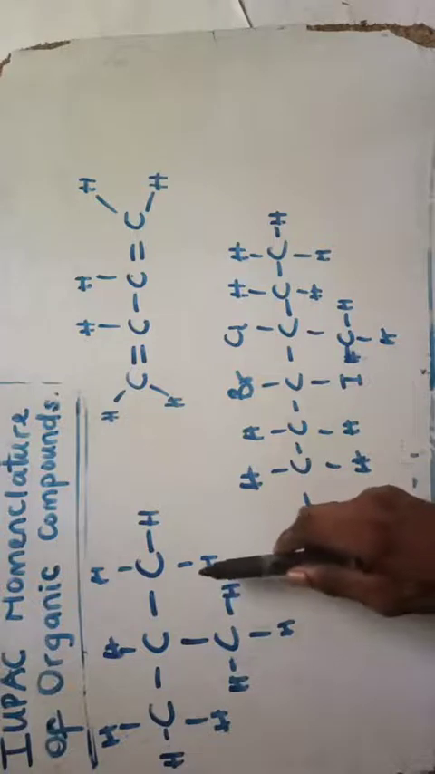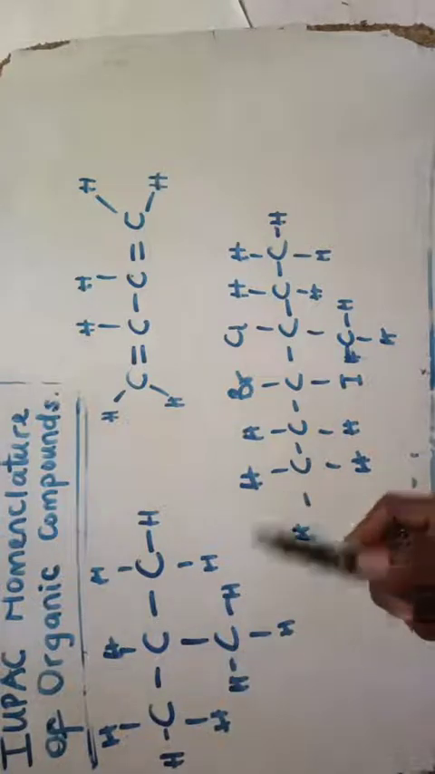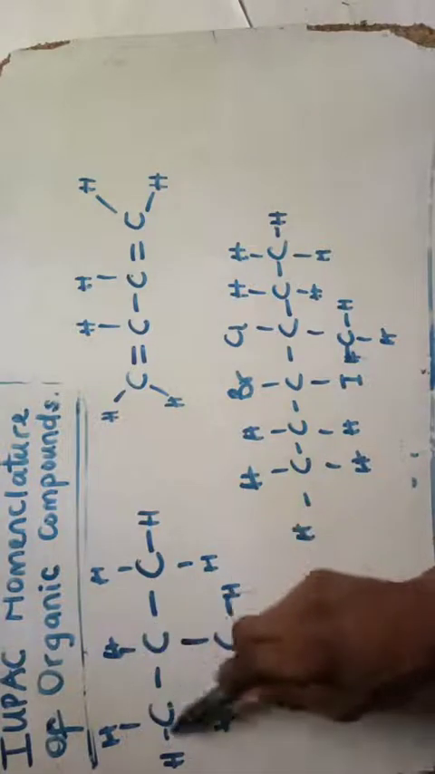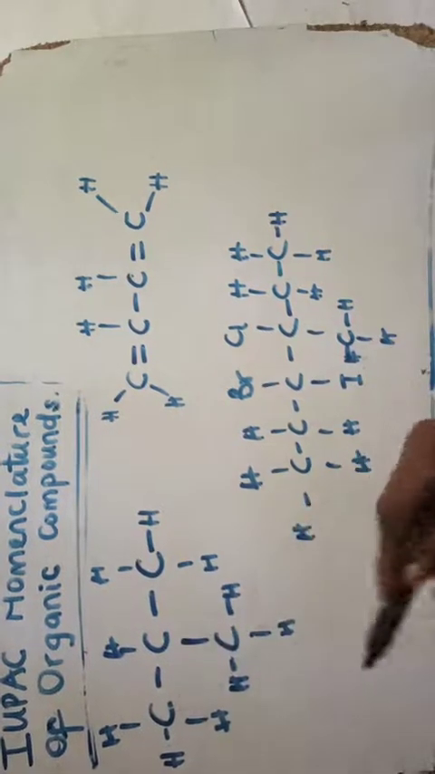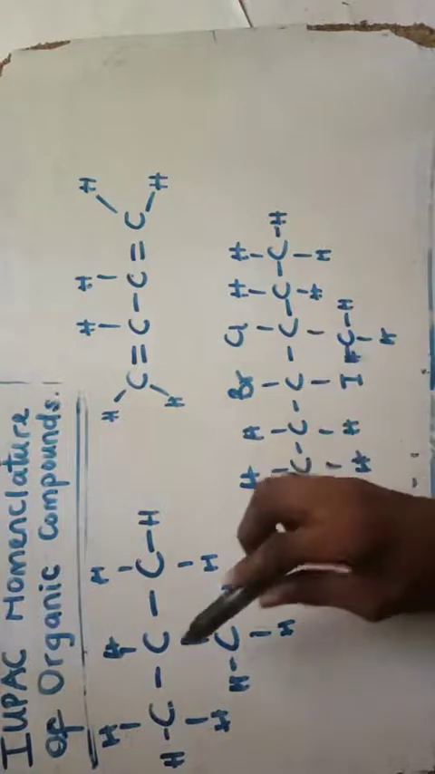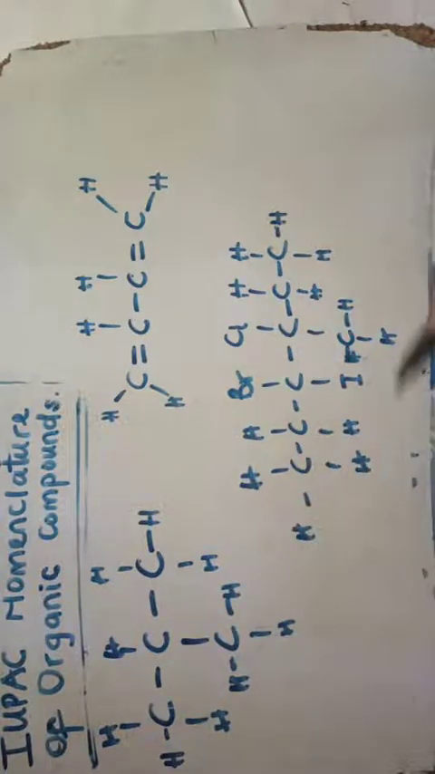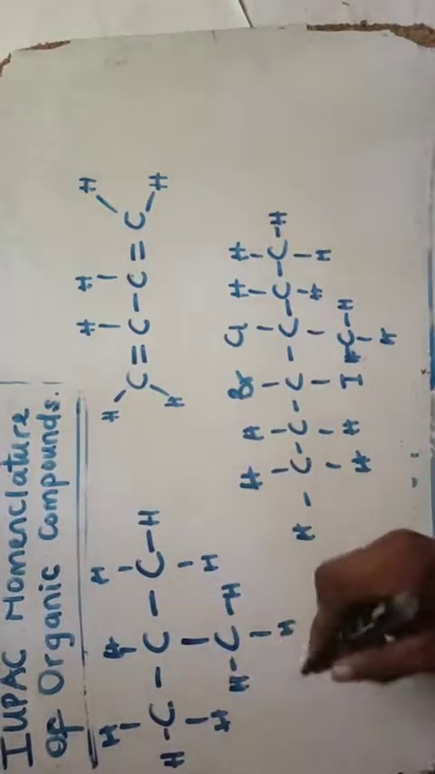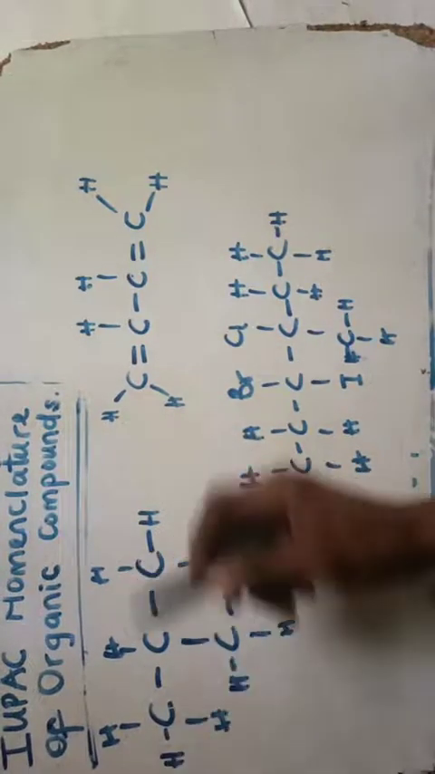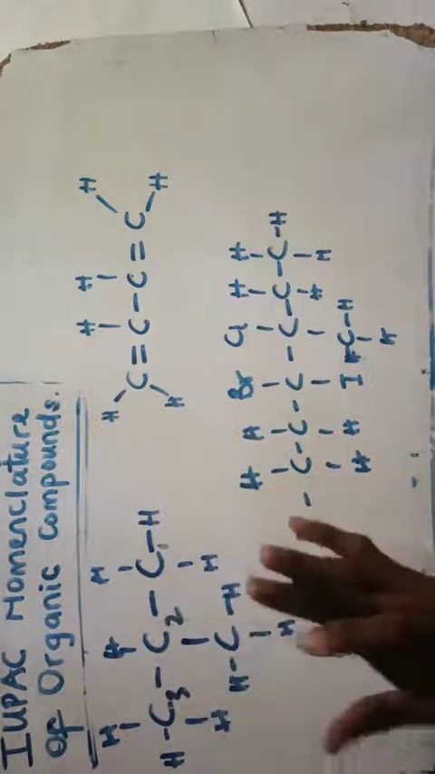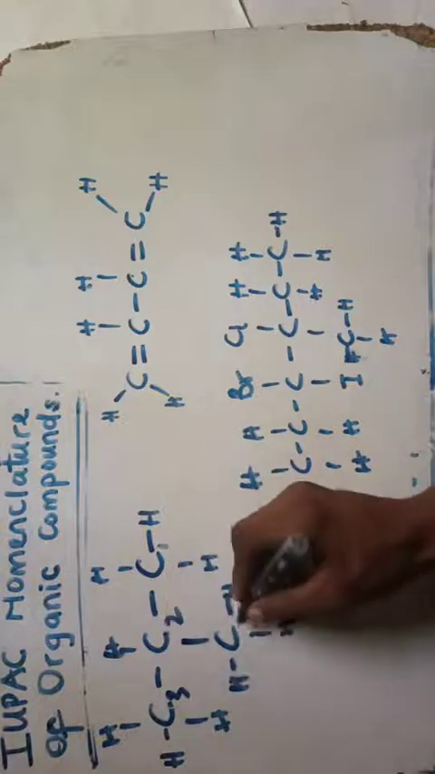I can also count it like this, 1, 2, 3. I can also count like this, 1, 2, 3. So there are still 3. You can't just count 1, 2. This is wrong. You need to find the longest chain. So the longest possible chain is either way. So I decide to count 1, 2, 3 here.